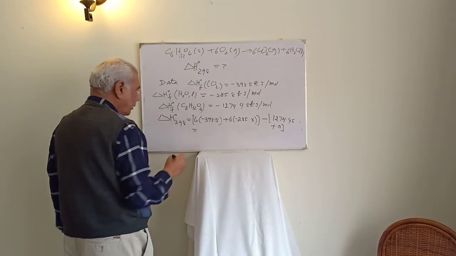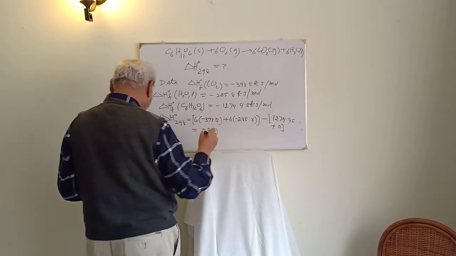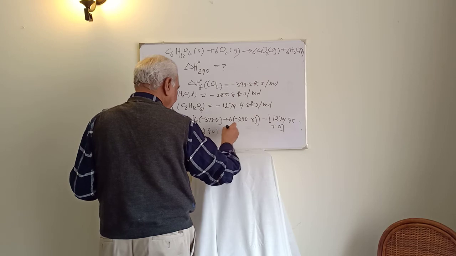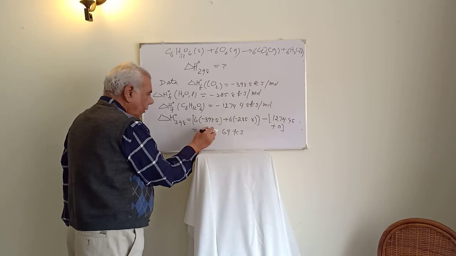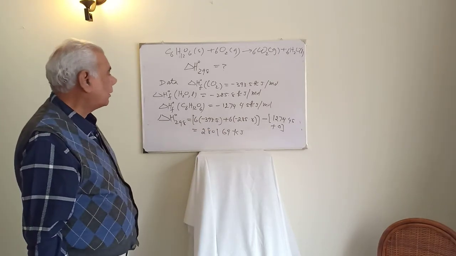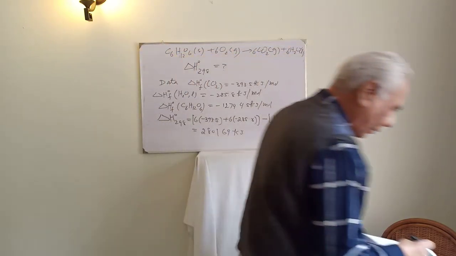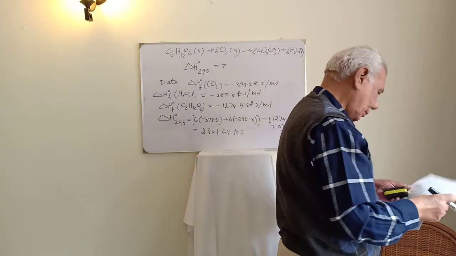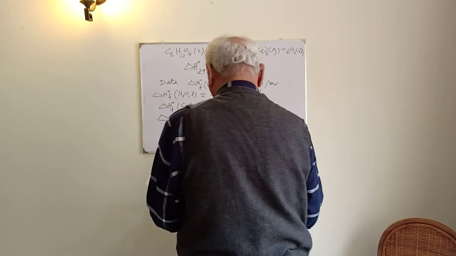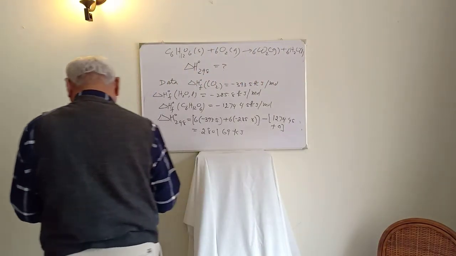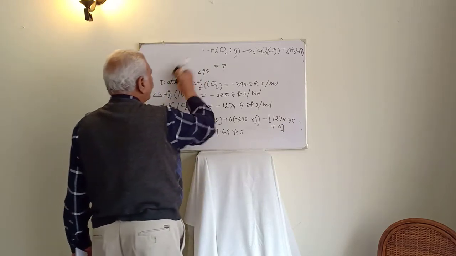So here if we solve it, then we get minus 2801.69 kJ. This is the enthalpy change of the reaction which I have written up there. Okay. All right, we can discuss one more example. I will rub it off.